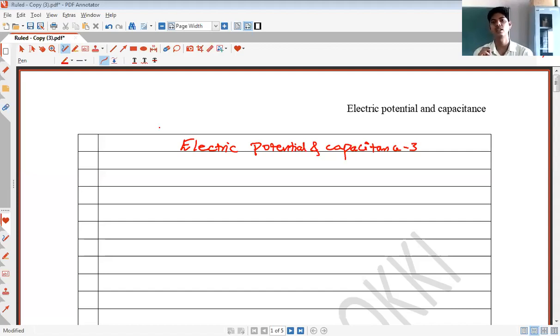With this understanding of electric potential, we will now try to derive a relationship between electric field and electric potential. See, there exists a relationship between electric field and electric potential. We need to derive it. We need to derive a relationship between electric field and electric potential.